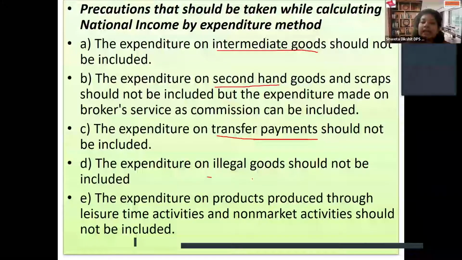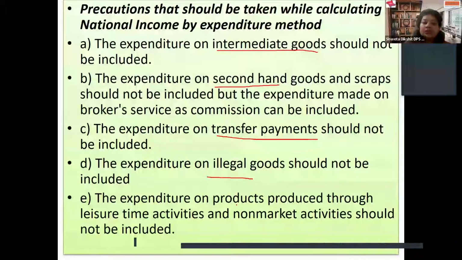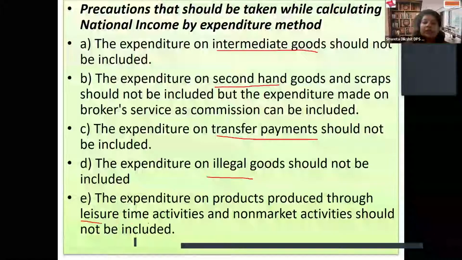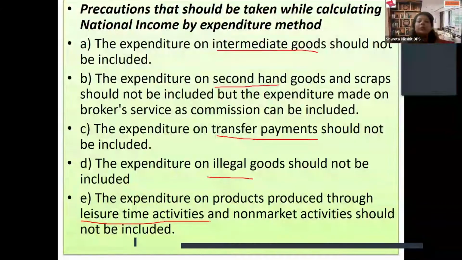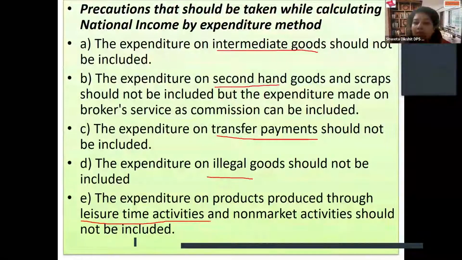Any illegal activities are never considered in economy. And the expenditures related to the leisure time activities and produces or purchases are also not the part of national income. Now, here I would like to tell you two things, children, as exception. Listen to me very carefully.